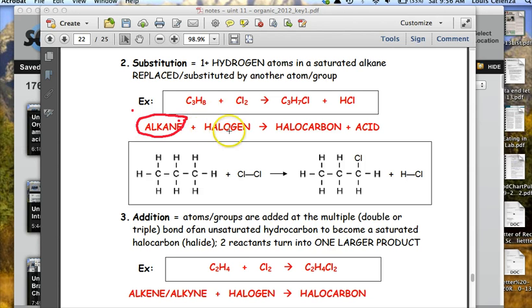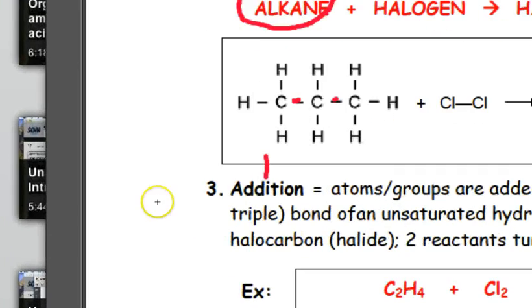It's reacted with a halogen. It could be either fluorine, chlorine, bromine, or iodine. And what it produces is one of the first things that we talked about on Table R, a halide or a halocarbon, and it produces an acid. So take a look at the example here. You have an alkane, and we can tell it's an alkane because they're all single bonds between the carbons. And this happens to be, for example, propane.